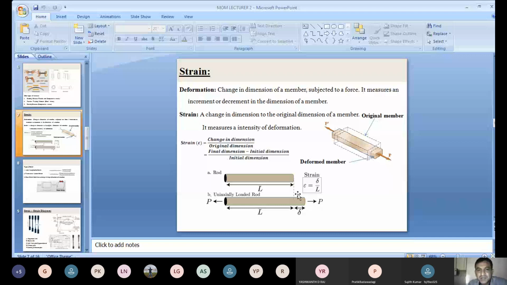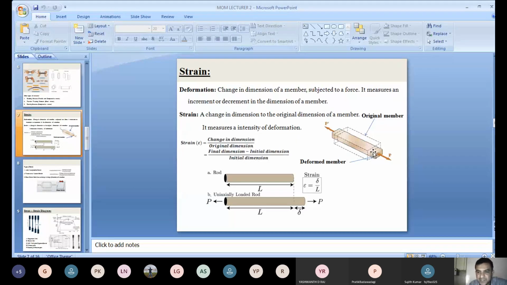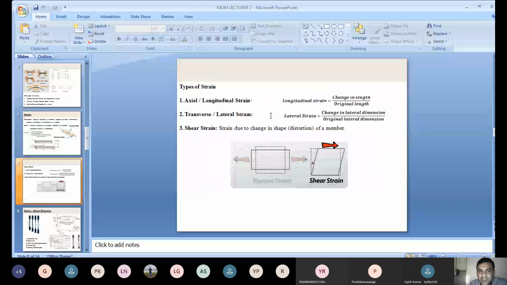Okay. Now come to types of strain. There are three types of strain. One is axial or longitudinal strain. Why is it called axial or longitudinal? Whatever load is acting here acts along the length direction. It may be tensile in nature or compressive in nature. If it is tensile, length increases and the other two dimensions decrease. If it is compressive, length decreases and the other two dimensions, width and thickness, increase. So longitudinal strain is where the change in dimension takes place along the length only. That is change in length by original length.